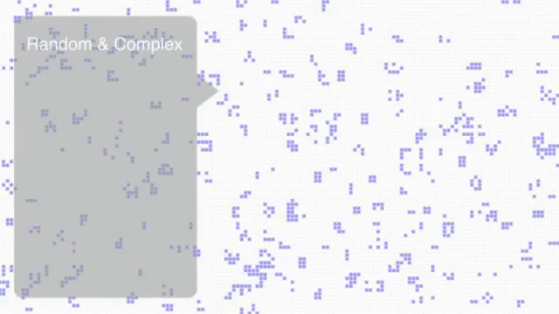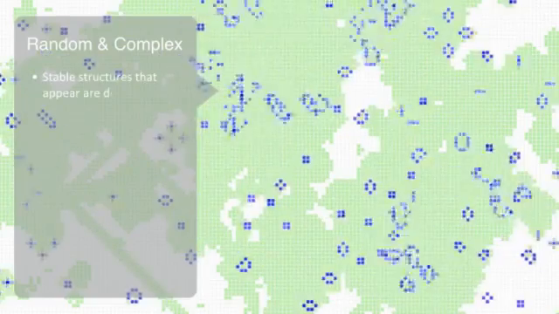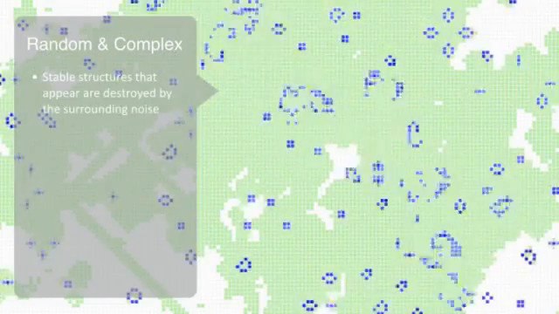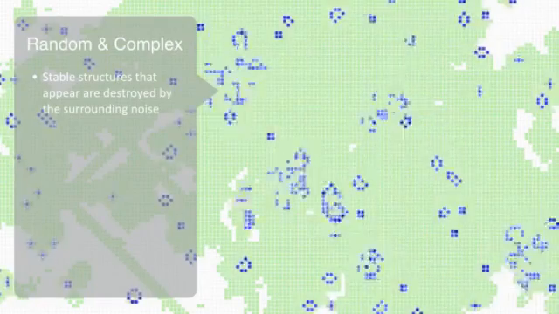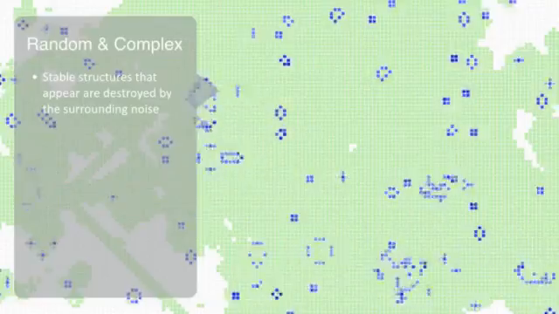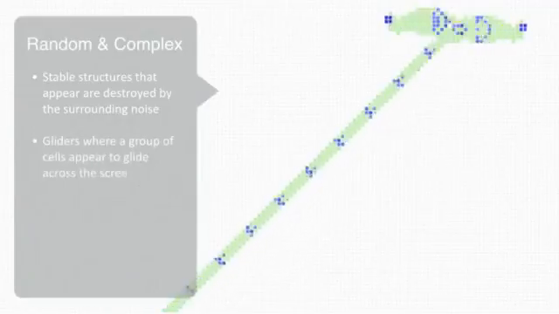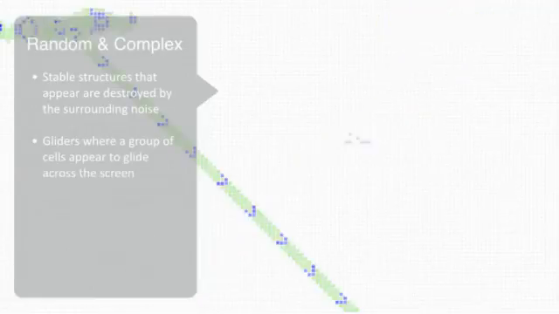Class 3 patterns are random, where nearly all initial patterns evolve in a semi-random or chaotic manner. Any stable structures that appear are quickly destroyed by the surrounding noise. Local changes to the initial pattern tend to spread indefinitely. Here we can get what are called gliders, where a group of cells appear to glide across the screen, and this is a good example of emergence, as we no longer see the simple rules that are producing them, but instead this emergent structure of an object gliding.